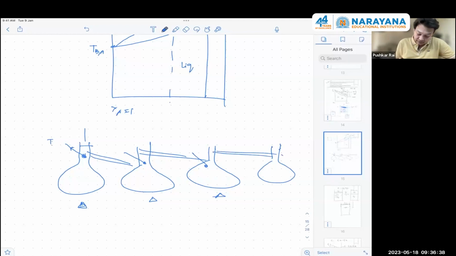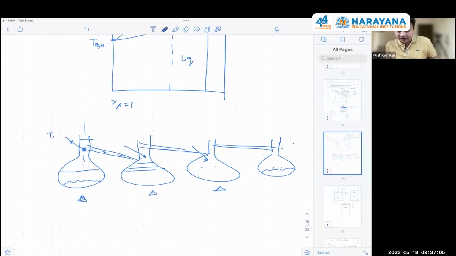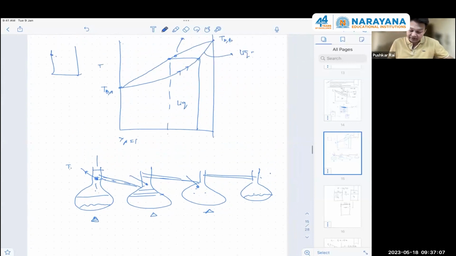Why? Because more volatile component will go here. Sorry, the thermometer reading of the first will be the most and the last will be the least. Because when you heat it, the more volatile component will run and start getting collected here. More volatile will go here subsequently. So the more volatile component will completely come into this and the less volatile will ultimately completely convert into this. So this distillation process is the real process where you are going to separate it naturally.